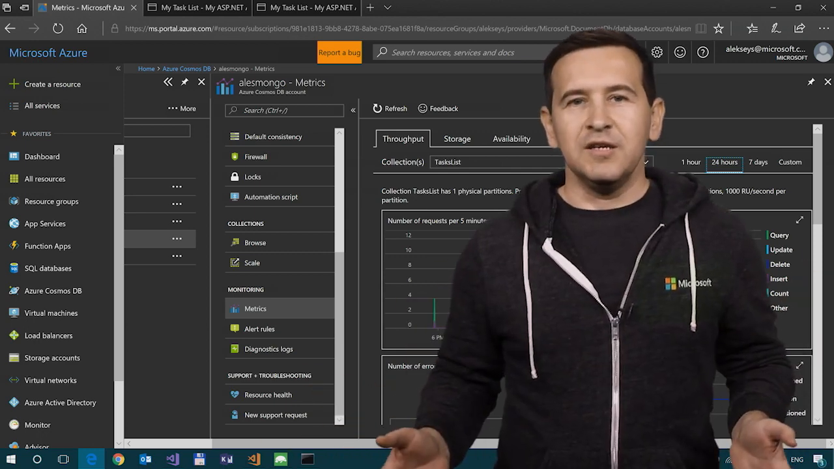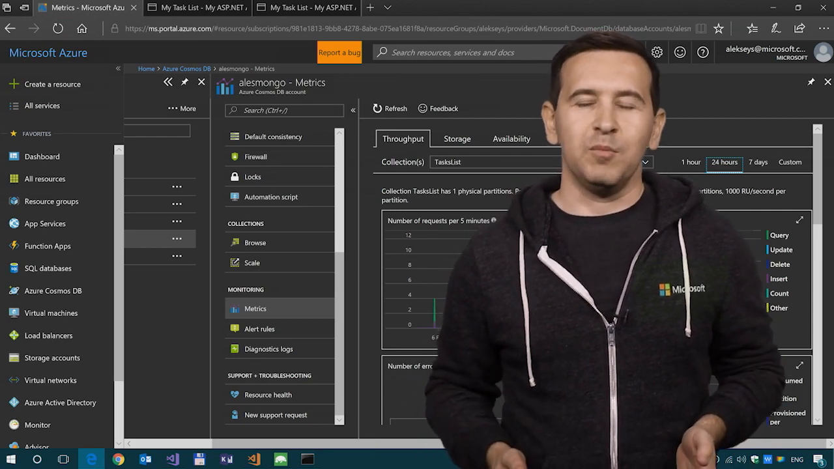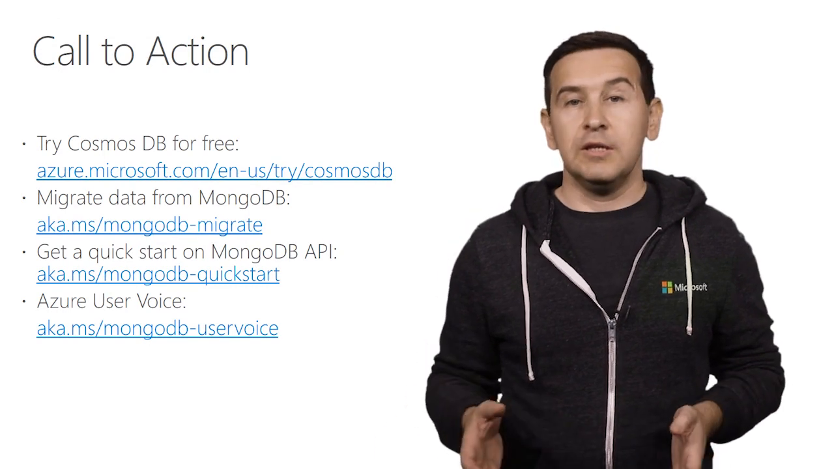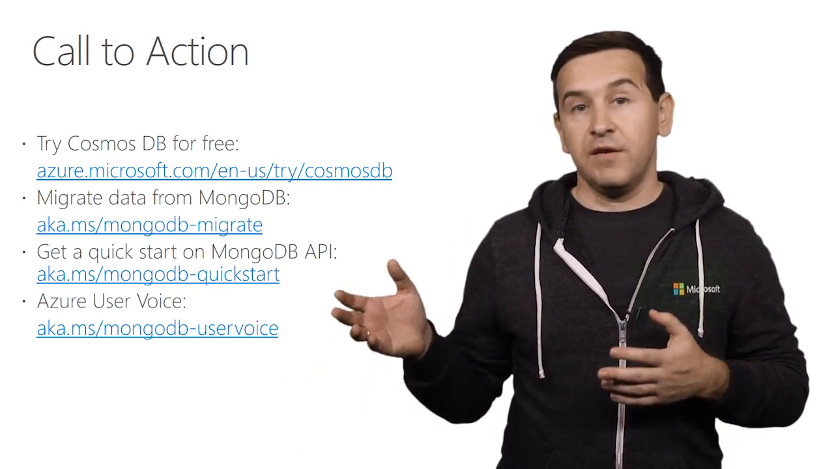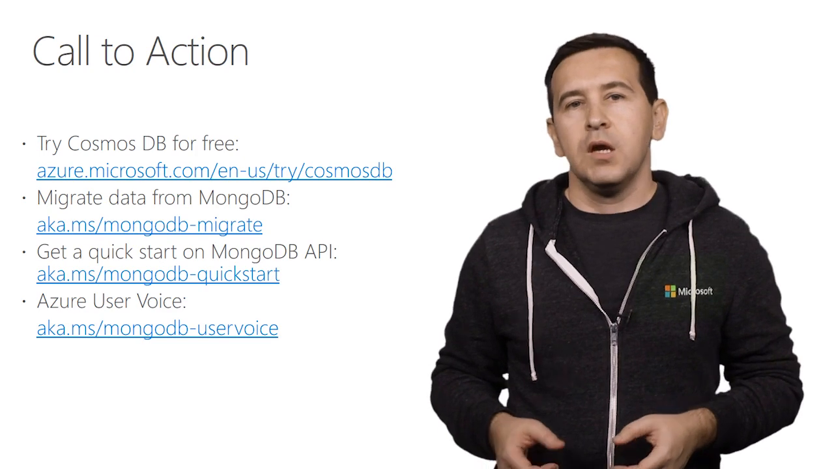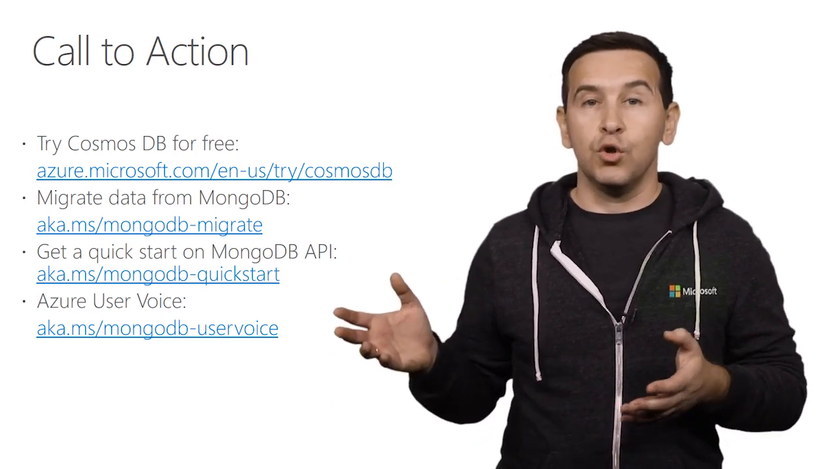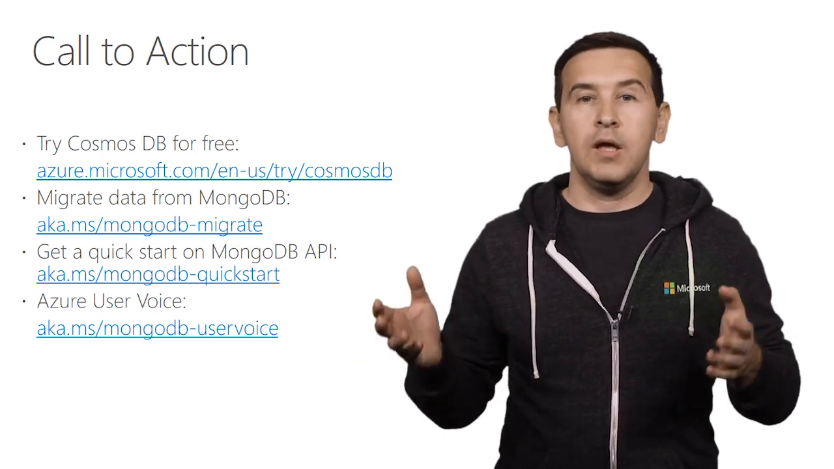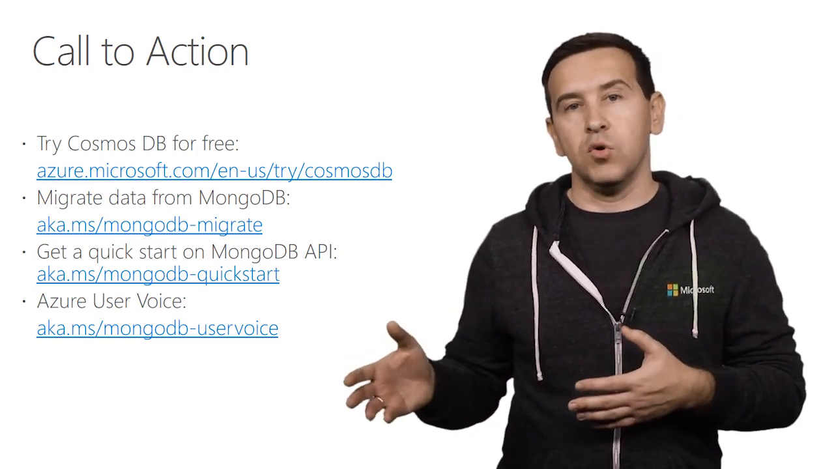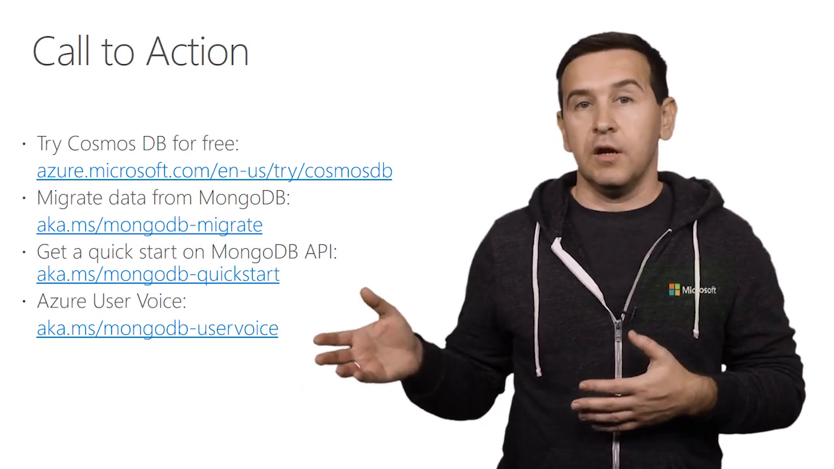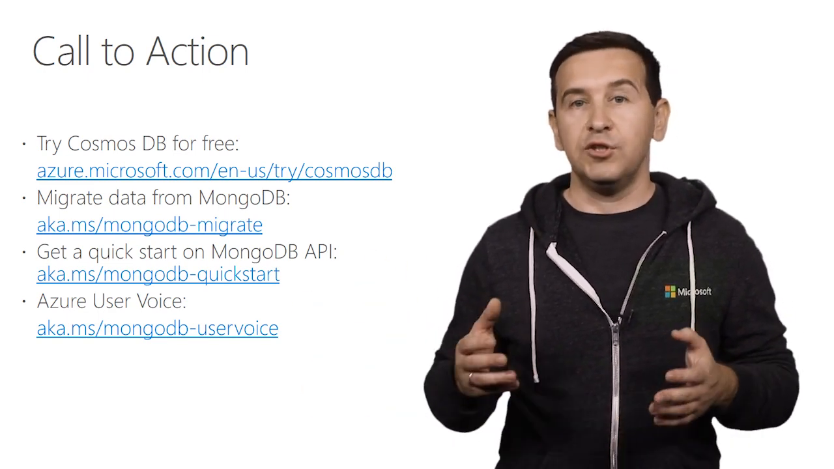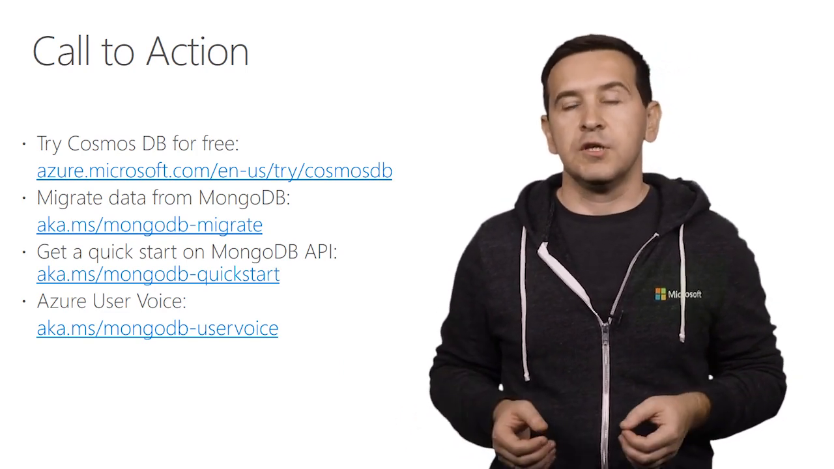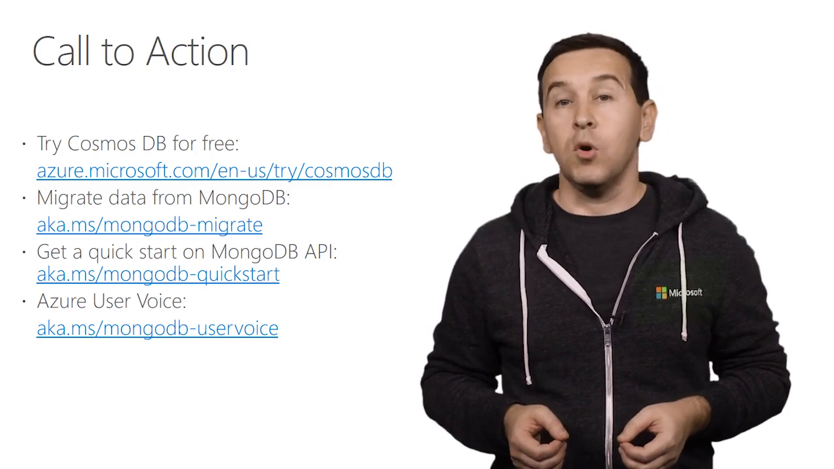Now that you've seen how easy it is to migrate your existing MongoDB application to Cosmos DB, we can take a look at the resources. Here you see the links to the time-limited but full fidelity trial of Cosmos DB, the guide to MongoDB data migration to Cosmos DB with links to data migration tools, both our data migration tool and mongorestore, mongoimport tools, the quick start for MongoDB API with the code that I have just been running, and the Azure UserVoice page where you can vote for features you would like to see in Cosmos DB MongoDB API.